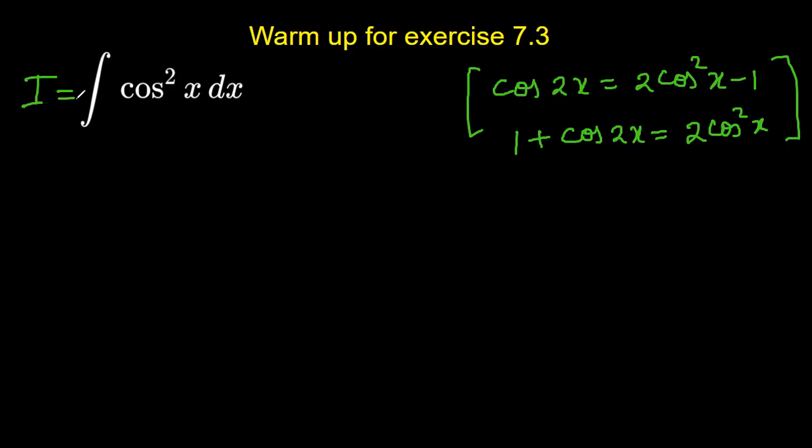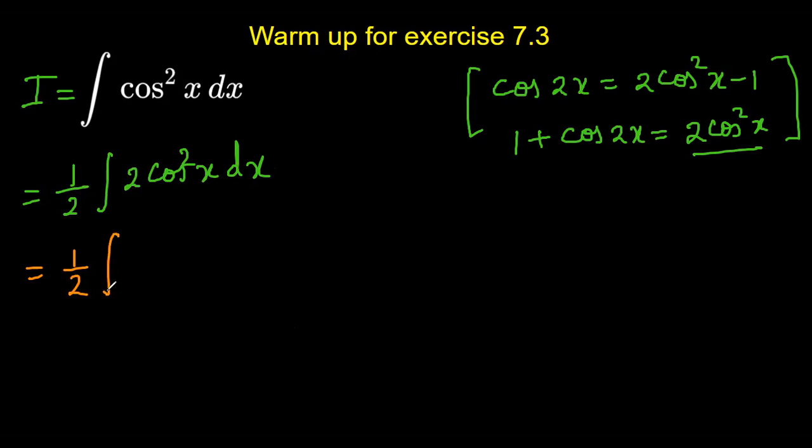All right, let's write this I. We want 2 cos square x there, so we are going to multiply and divide this expression by 2. The half remains outside, integration of 2 cos square x dx. Now 2 cos square x can be written as 1 plus cos 2x, so I is equal to half integration of 1 plus cos 2x dx.